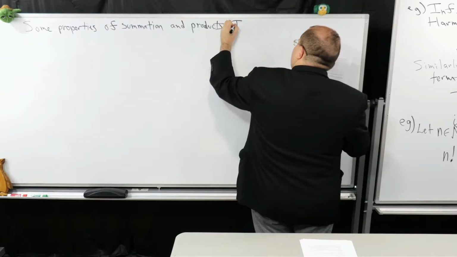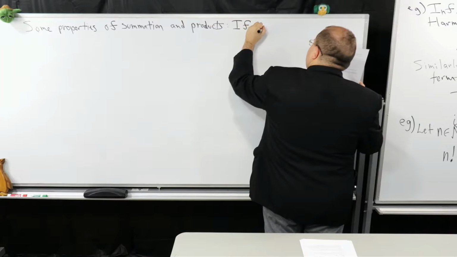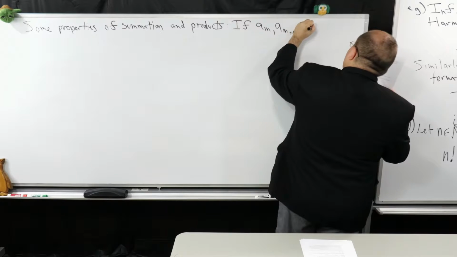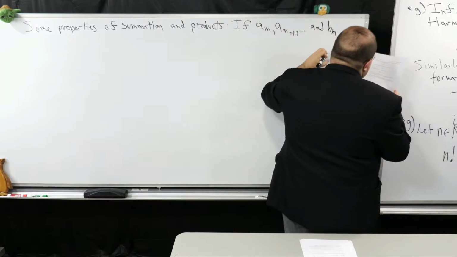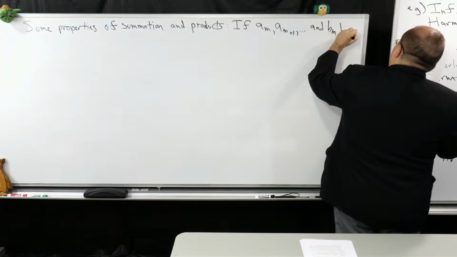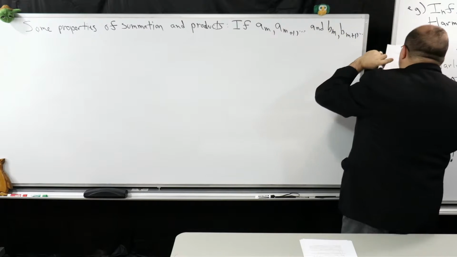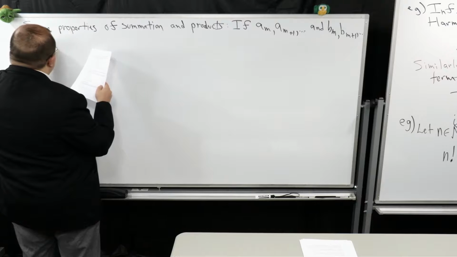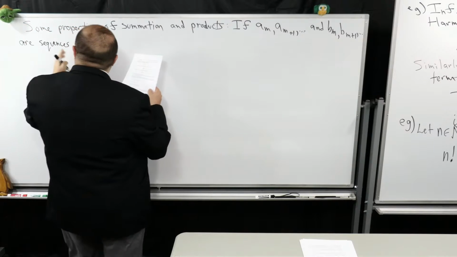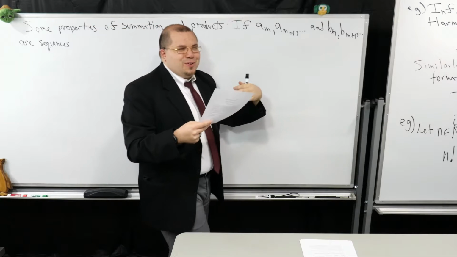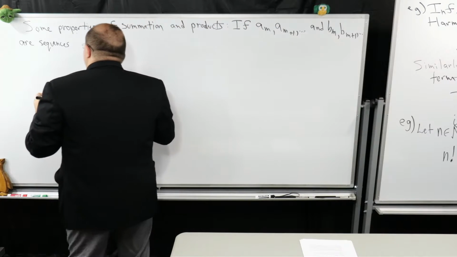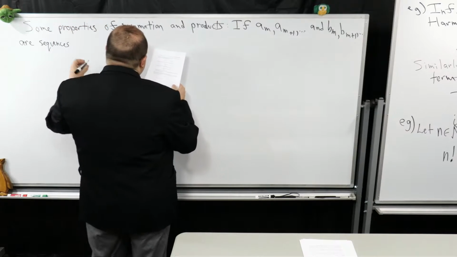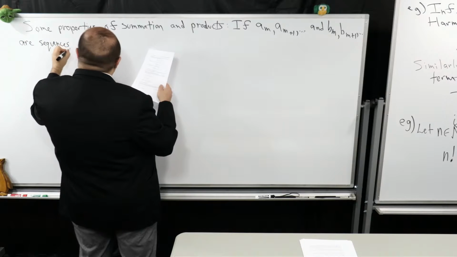So I'm going to say if a sub m, a sub m plus 1, dot dot dot and b sub m, b sub m plus 1, dot dot dot and so on are sequences. Remember, a sequence, think of it like all the odd numbers or all the even numbers, say non-negative ones. You have some starting point and you kind of go along and you have a sequence of numbers. Okay, sequences of real numbers.